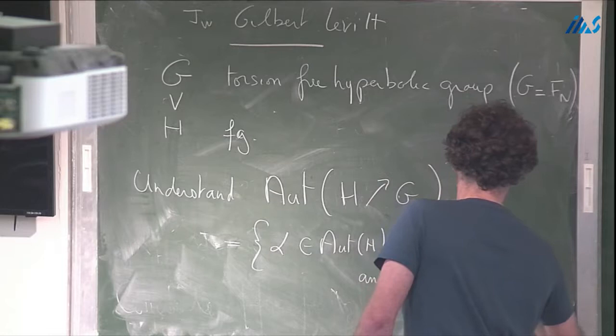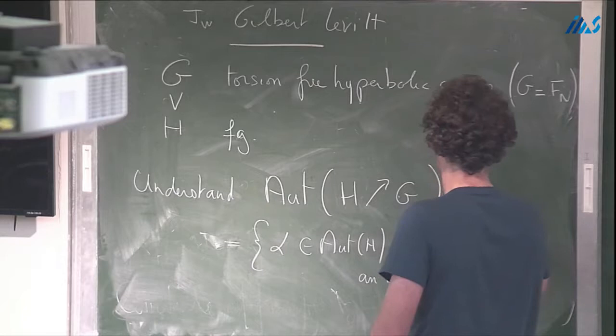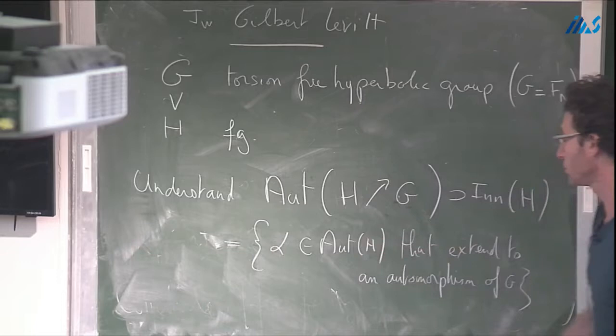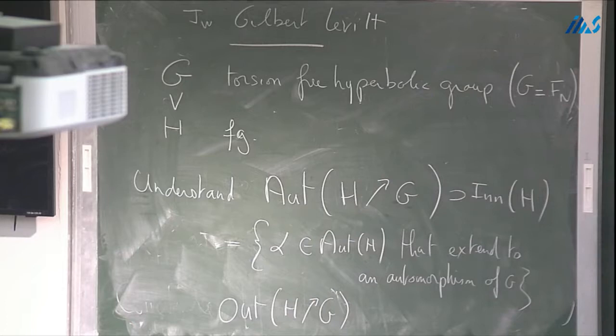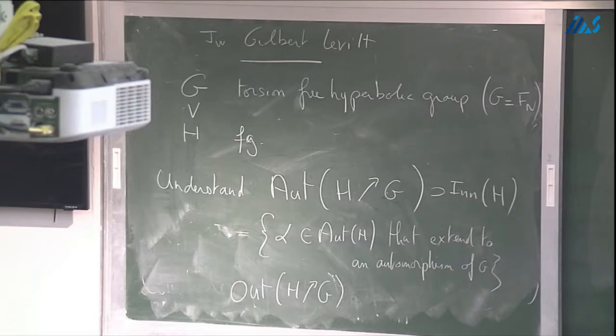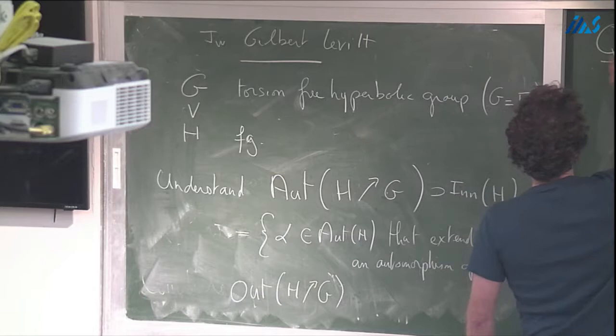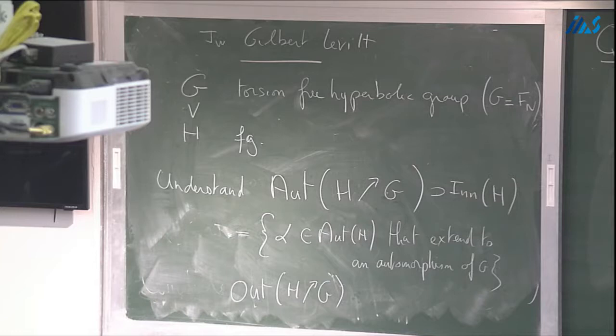In fact, inner automorphisms are there. That's a subgroup of automorphisms of H. All inner automorphisms obviously extend. So in fact, we will really be interested in the quotient group. And so for instance, the basic question is: is such a group finitely generated, or finitely presented? That's the kind of question. Question one: describe or say something about this group, even if G is the free group.